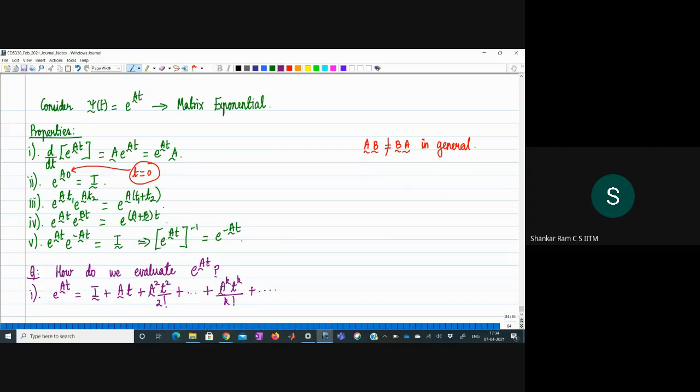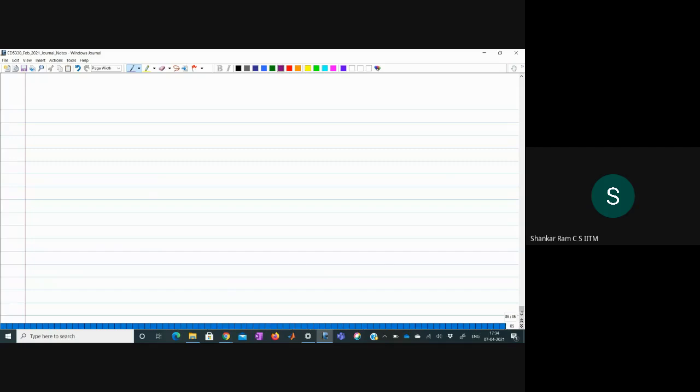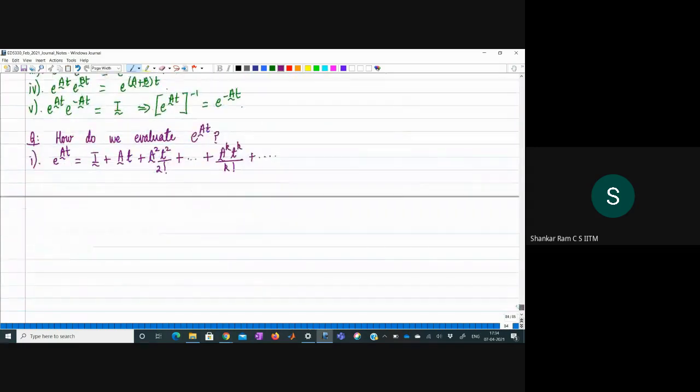Okay. So, but once again, this is not also very useful in practice, because how do we evaluate an infinite series expansion, that too when matrices are present? So another method which is very commonly used, and I'm going to link it with what we studied a few minutes back, is the following.